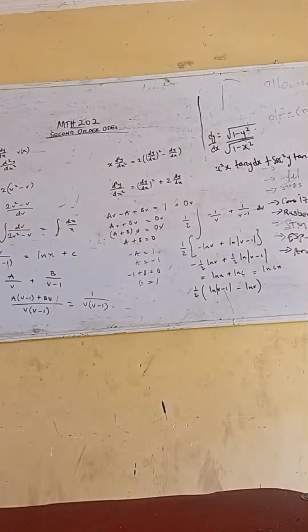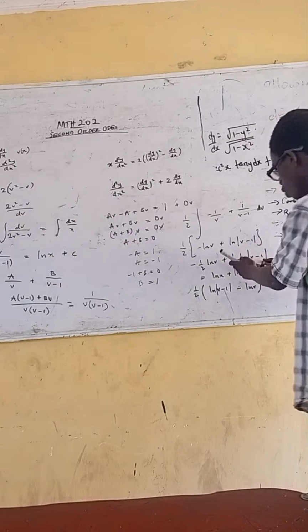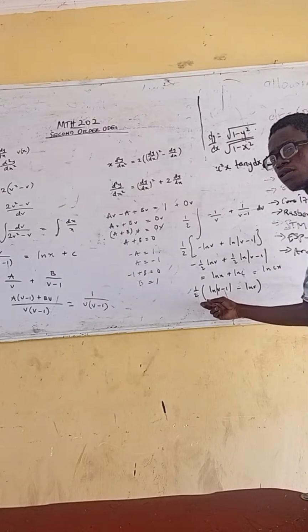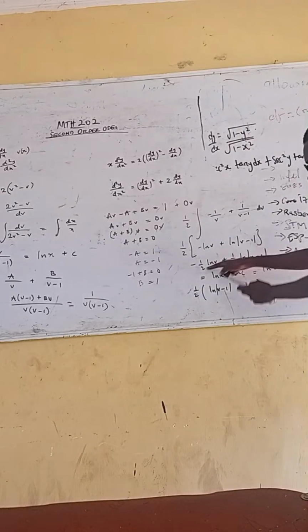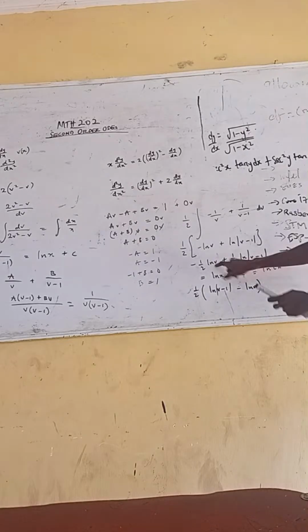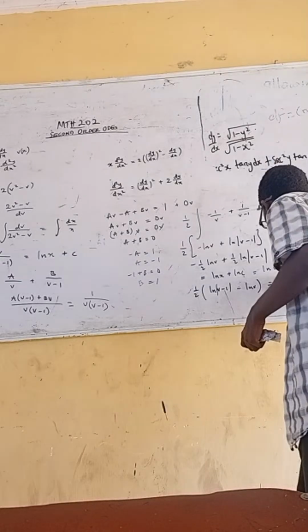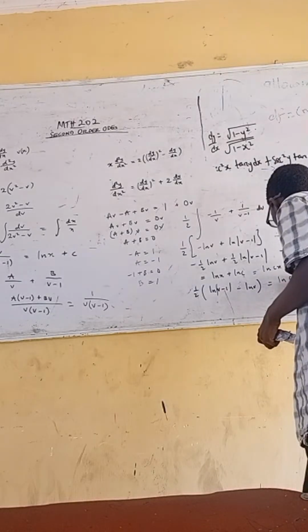Do everybody get how I did this? 1 over 2 minus this. So I factored 1 over 2 out: 1 over 2 ln of v minus 1 minus ln v. Do we get it? It's the same thing. Are we following that? Equals ln Cx.